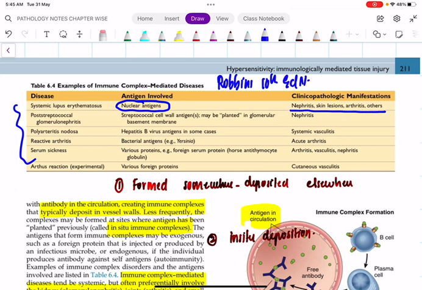Remember, systemic lupus erythematosus, as the name indicates, is a systemic disease. It will affect many systems. There will be CVS symptoms, CNS symptoms, GI symptoms. The patient will have mucosal ulcers, aphthous ulcers, malar rash, everything.